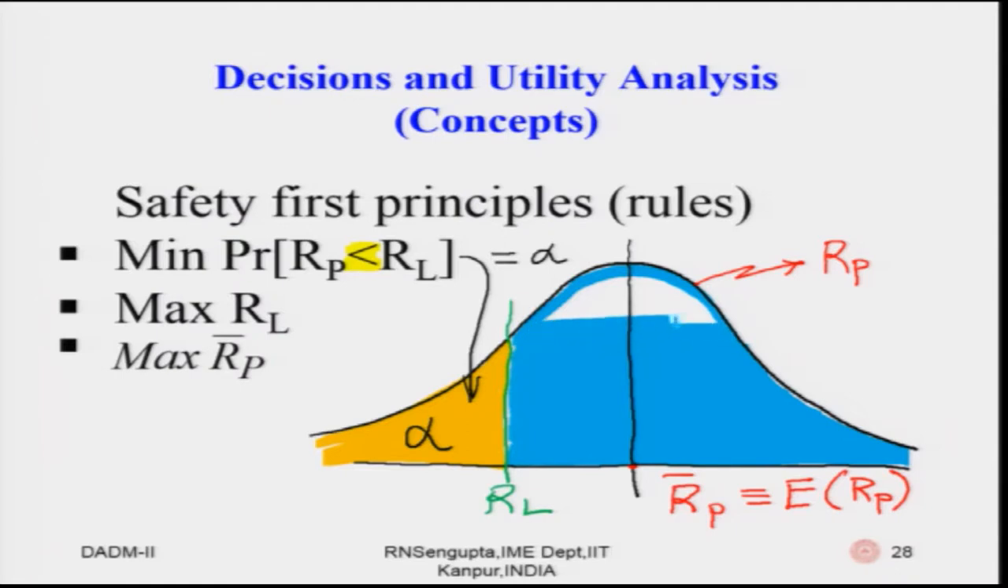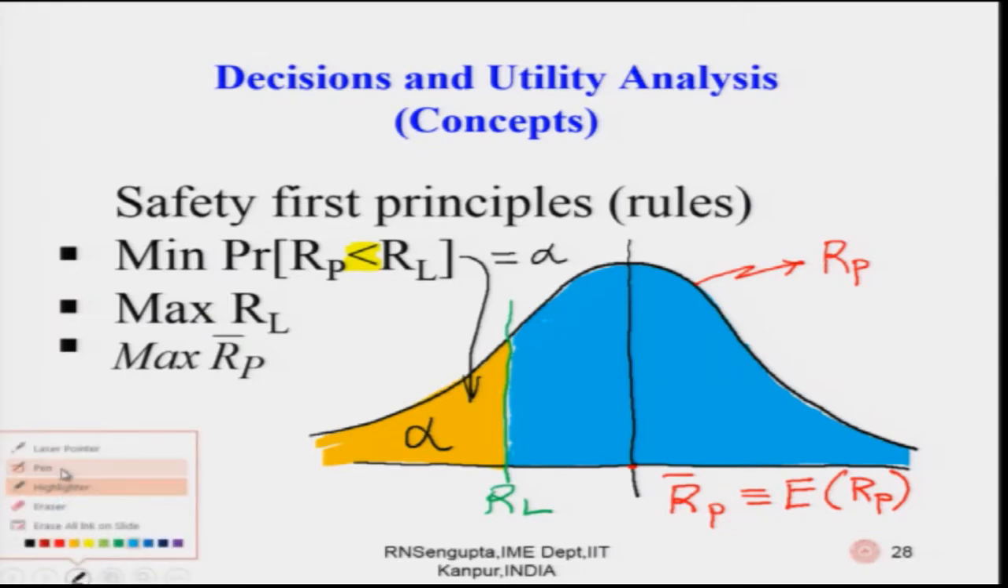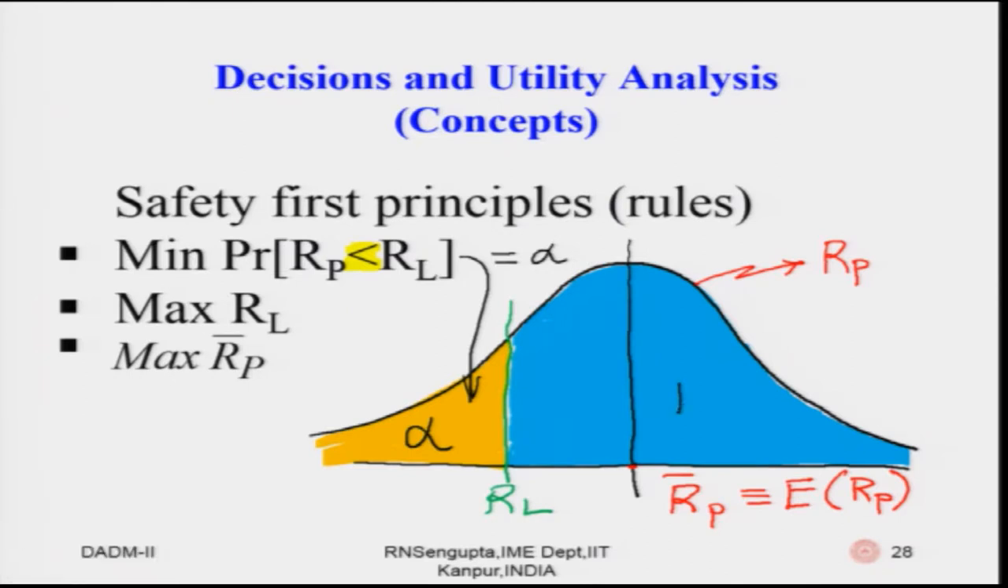Let me do it neatly so you can understand. Okay, so the blue color is basically the area on the right, so you want to maximize that, but you are looking at the negative value, hence you are trying to minimize the probability of RP being less than RL. So this value will be 1 minus alpha.